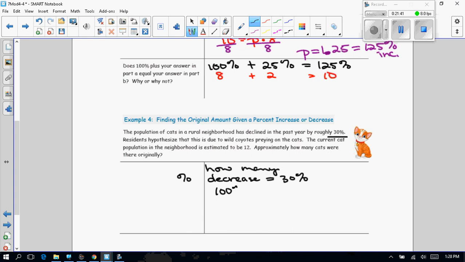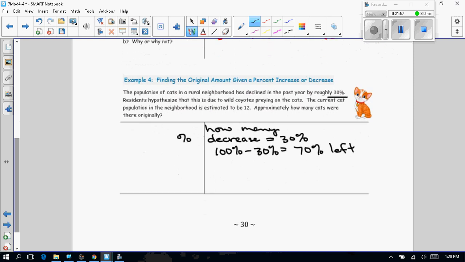So if I have 100% of the cats minus the 30% that have disappeared, I have 70% are left, because that's what I want to know is how many were there originally. Okay, so now how many cats do I have now? That's my quantity. There's my Q. So my quantity is equal to the percent times the whole. I don't know how many there are. It's unknown. So the quantity, my 12 cats, is equal to the 70% times my unknown.